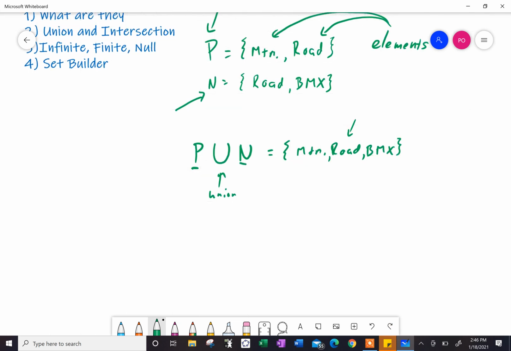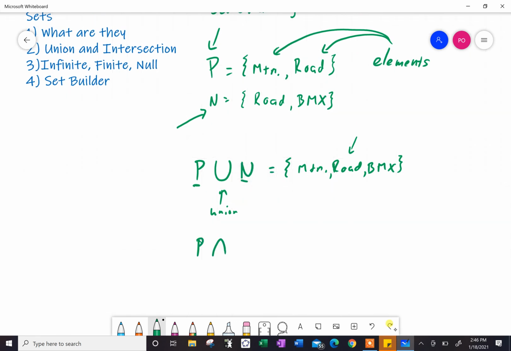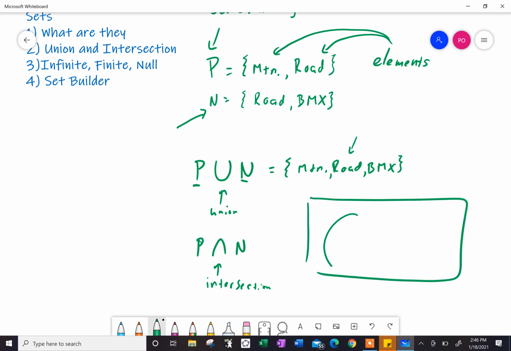So that's the union. If I want to know the intersection, that means intersection. It means what do we have in common? And this is generally done with a Venn diagram. And so if you're not sure what a Venn diagram looks like, it looks like this. This is my bikes, my neighbor's bikes. I have a mountain bike. My neighbor has a BMX bike, but we both have a road bike. So the intersection would just be road bikes. It's just what we have in common.